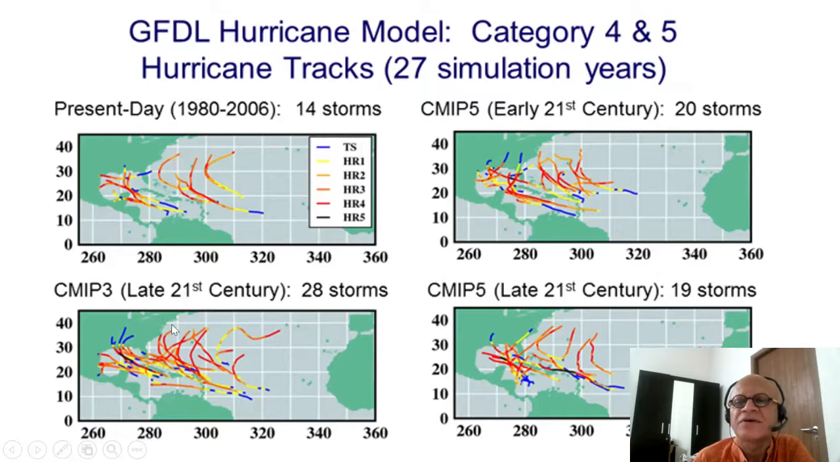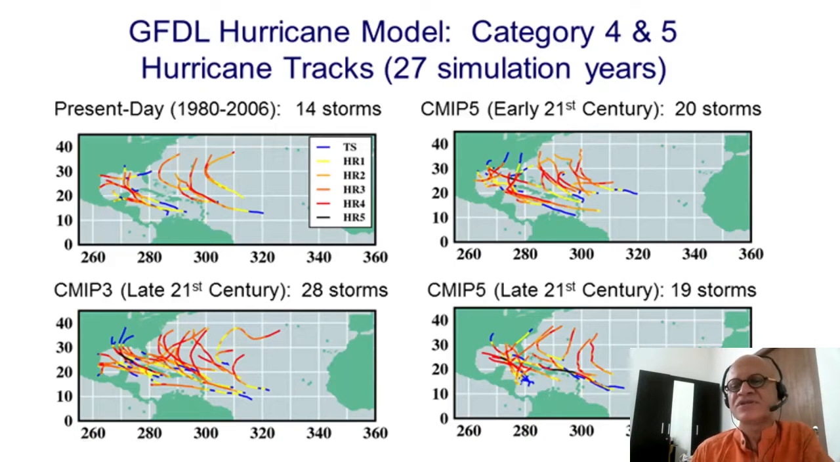So this is looking at late 21st century, 28 storms. You can see the distribution here in terms of tropical storms and various ranges of Saffir-Simpson scales, 1 to 5. This is CMIP5 with 20 storms for the early 21st century and late 21st century. Here we are only looking at the late 21st century, and you can see here these are 28 storms and 19 storms, and again quite a difference in terms of the number of tropical storms versus the various categories.